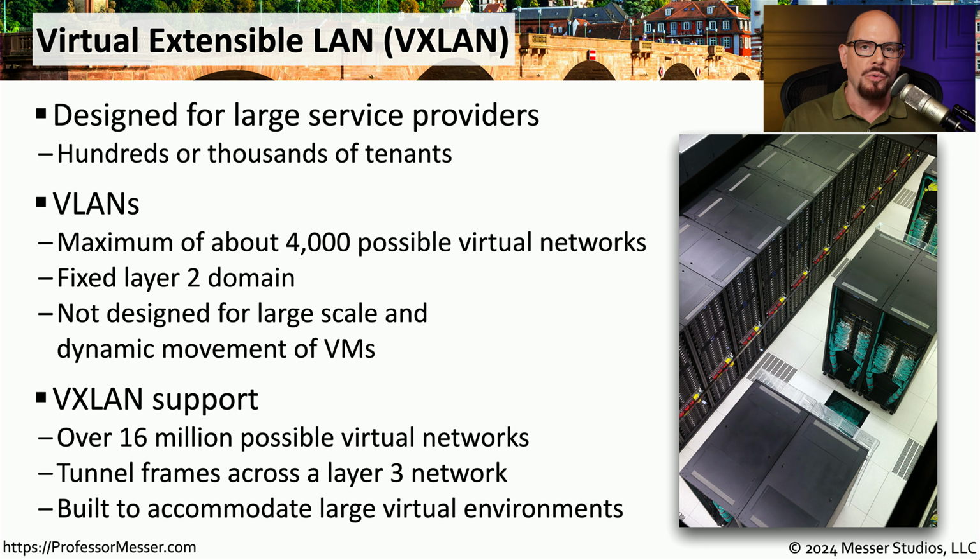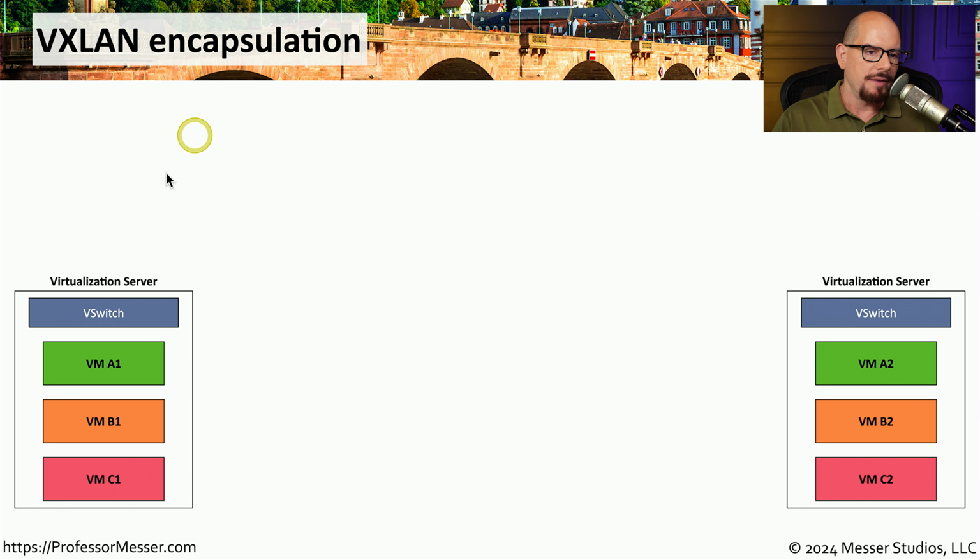With VXLAN, we can support up to 16 million virtual networks, and those virtual networks can be connected to each other over a layer 3 network, which makes it very easy to route over the existing public internet. This is designed for the large virtual environments that we've created and allows us to support our applications wherever they might be. Let's take a scenario where we have two data centers.